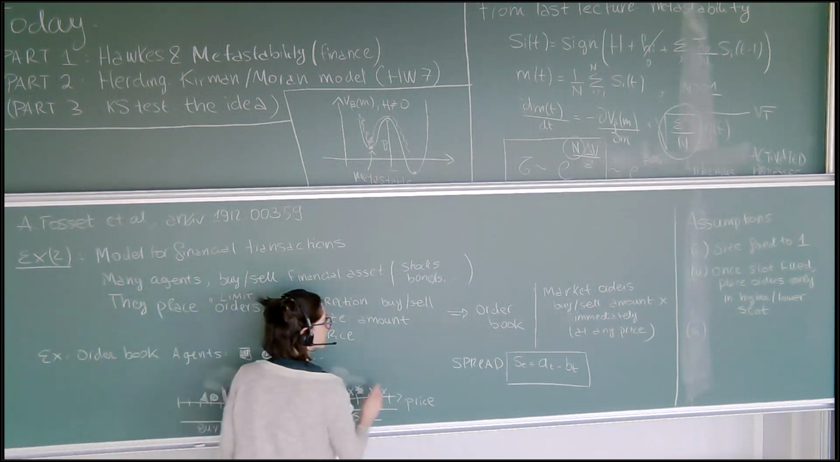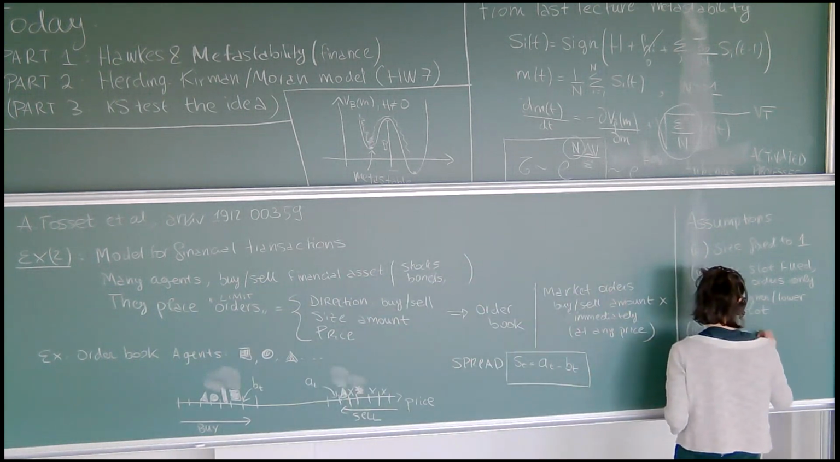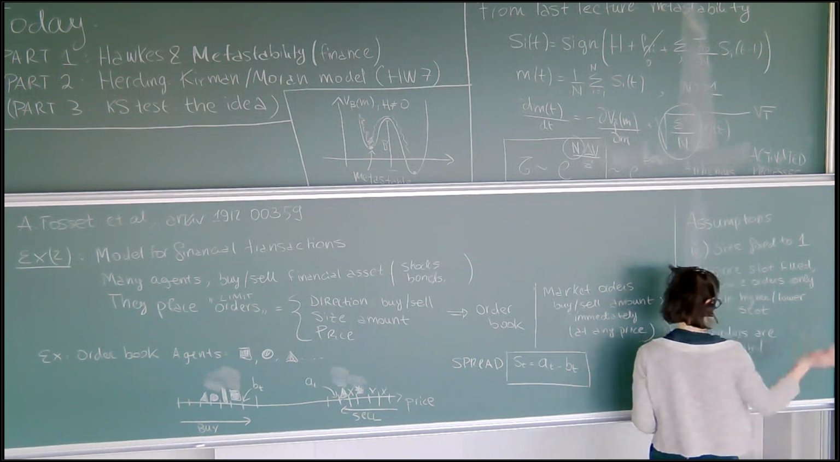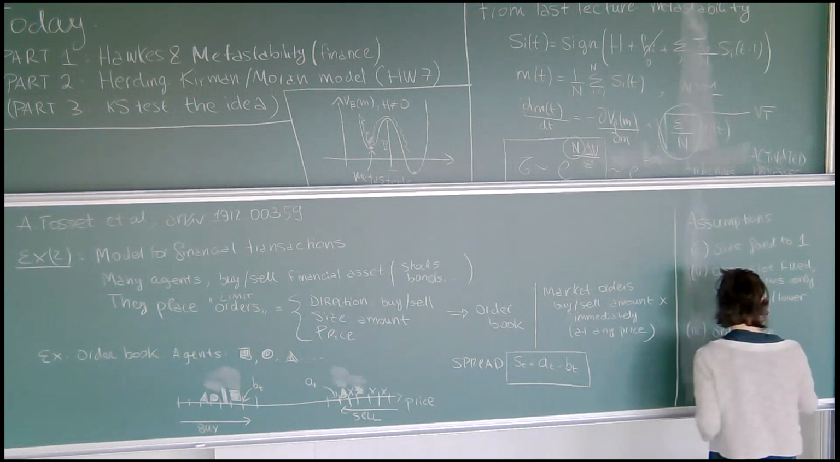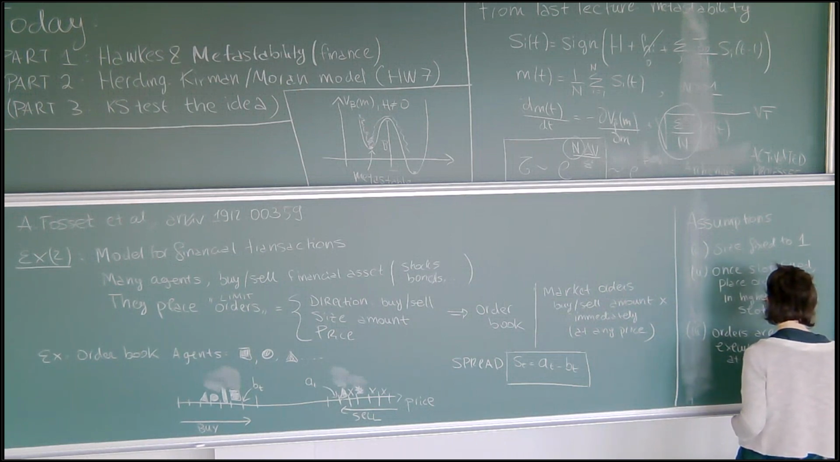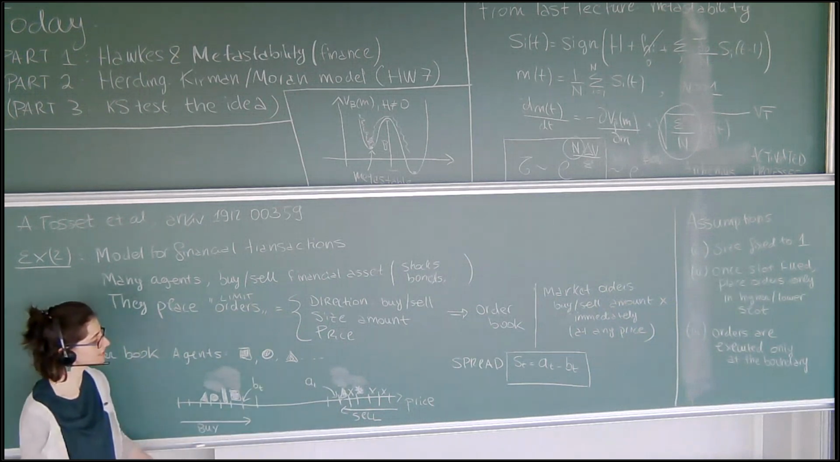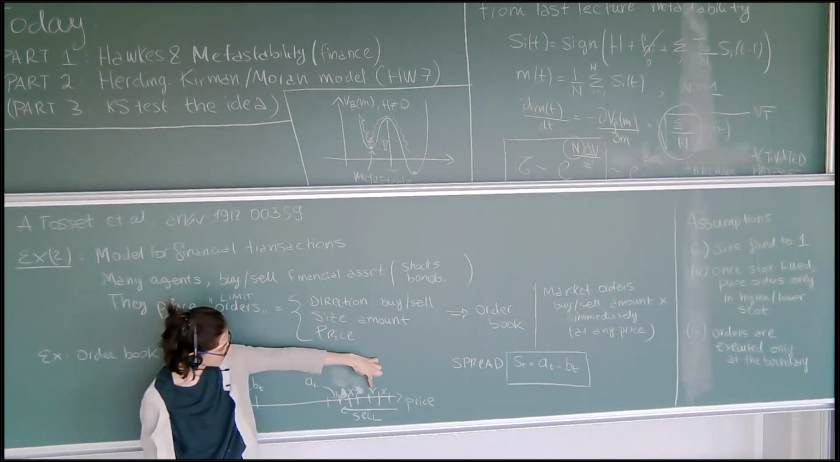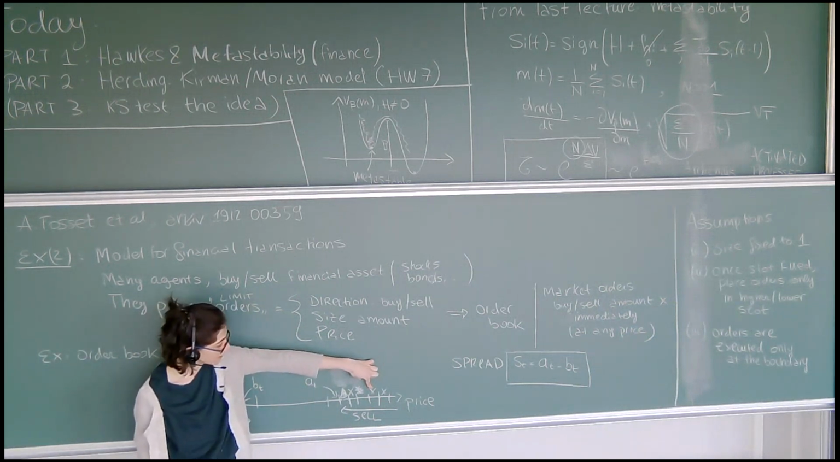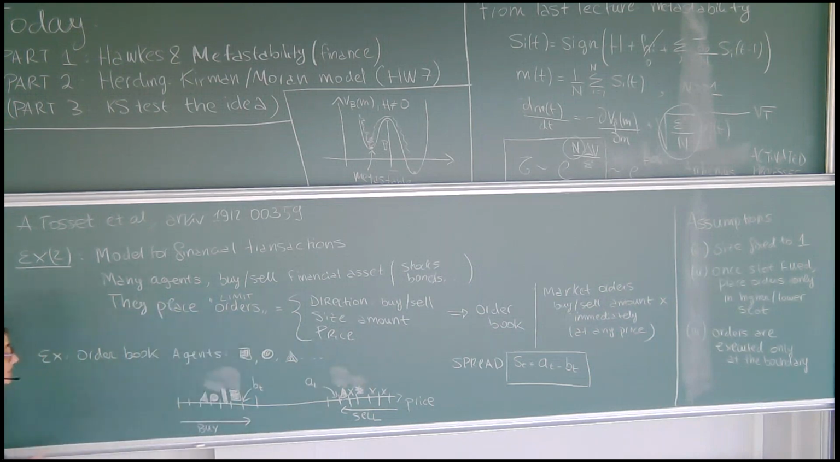So this means that orders are executed. So you actually buy or sell only at the boundary. So if you have a situation like this, the idea is that you cannot buy at this price. Whenever you really buy and execute the order, you do it at the best possible sell price.